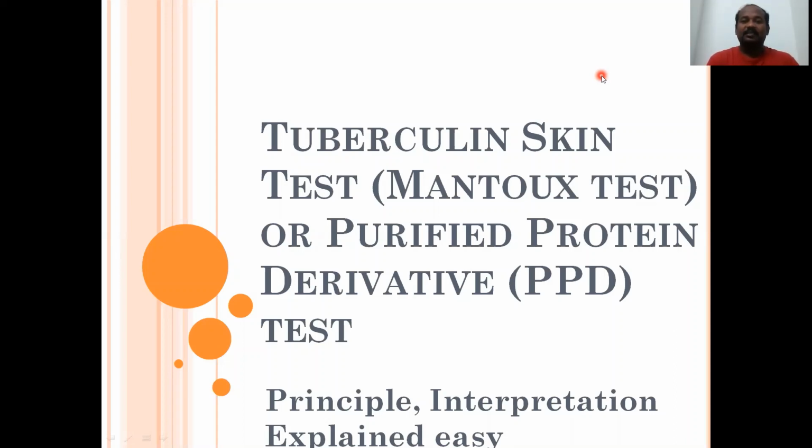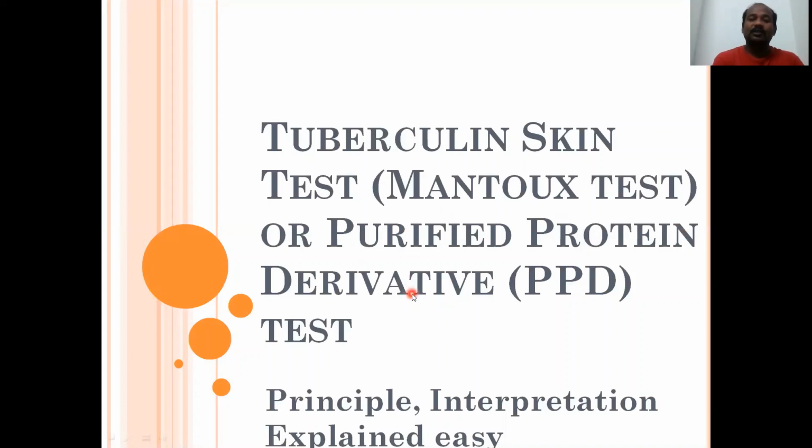Tuberculin skin test, also called the Mantoux test or Purified Protein Derivative test. Since this test is used for detecting tuberculosis infection or the immunity against tuberculosis, it is called the tuberculin skin test. Mantoux is a scientist's name. As we are injecting the purified form of Mycobacterium tuberculosis protein as antigen, that's why we call it a PPD test, or purified protein derivative test.